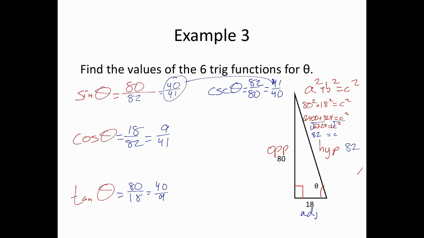They're reciprocals. So these are called reciprocal trig functions. You take the reciprocal of sine, you get cosecant. The one that goes along with cosine is secant of angle theta, which is the reciprocal of cosine, so it's 41 over 9. Cotangent, COT, is the reciprocal of tangent. So the cotangent of angle theta is going to be 9 over 40. Once you find the first three, just flip them to get the other three. That's all.